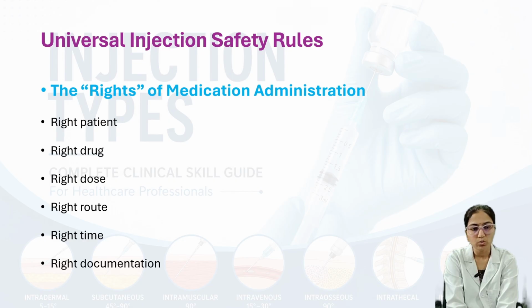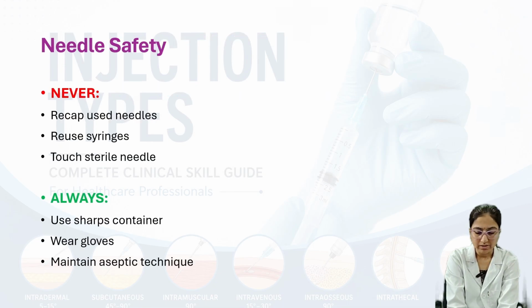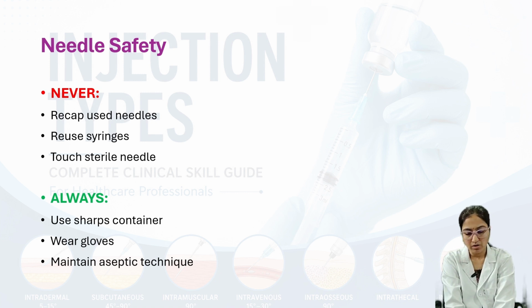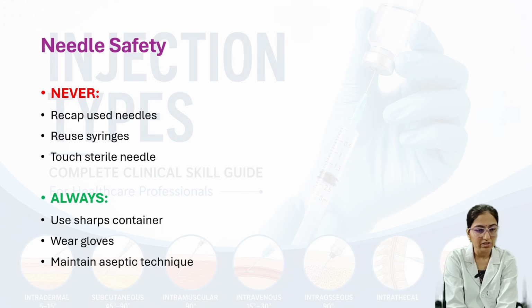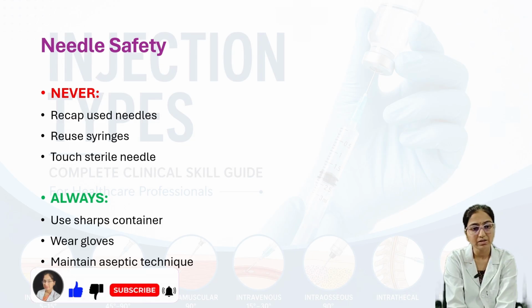Universal injection safety rules. We'll see the rights of medication administration. It's very important, you need to keep it in mind. That is right patient, right drug, right dose, right route, right time, and then right documentation. Documentation is very important. And then needle safety. Here we never recap used needles, never reuse syringes, never touch sterile needles, always use a sharps container, always wear gloves, and always maintain aseptic technique. These are the needle safety measures.